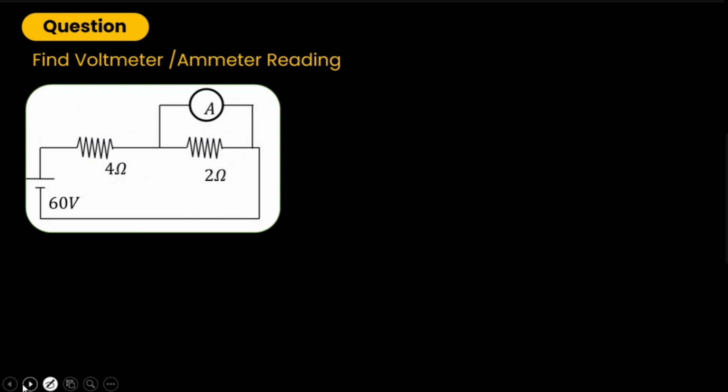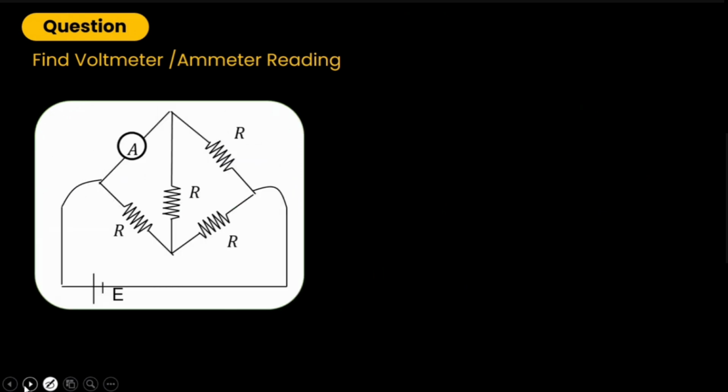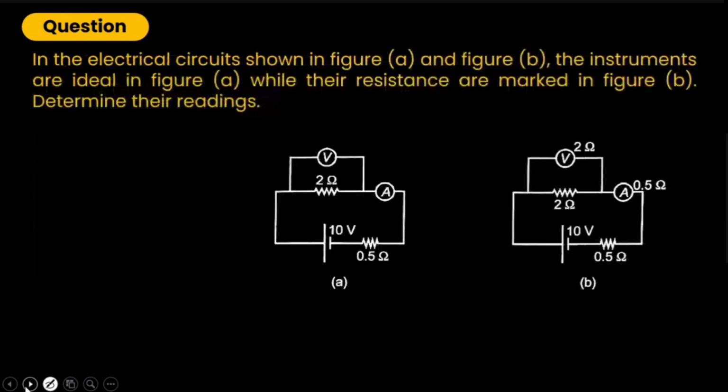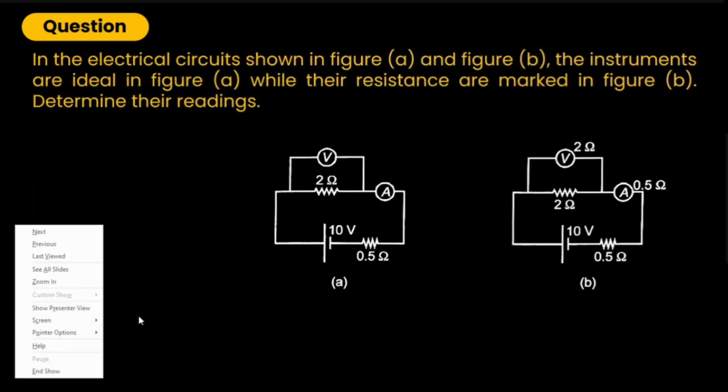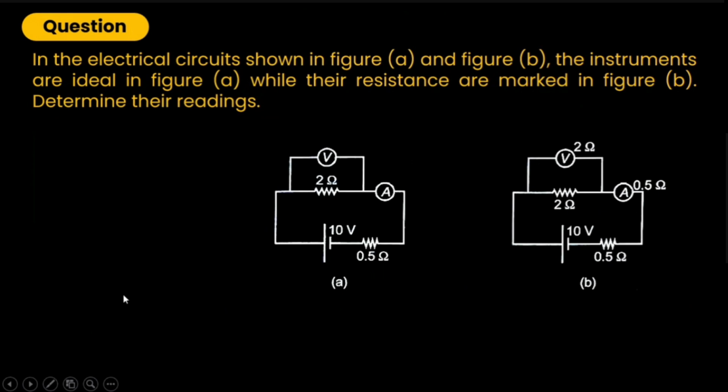Again, there are some questions, you can practice them and check how we can use them. Another question, and the question says the figures A and B are electrical circuits. The instruments are ideal in figure A. Ideal means no internal resistance. This is what ideal means. While the resistances are marked in figure B. So these are non-ideal instruments. So it has resistance 2 ohm, it has resistance 0.5 ohm.